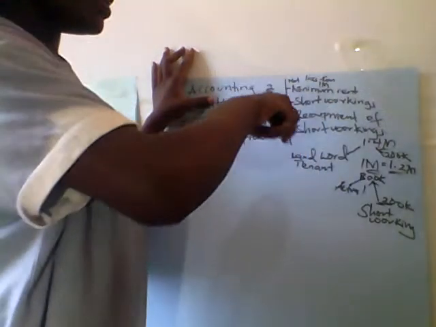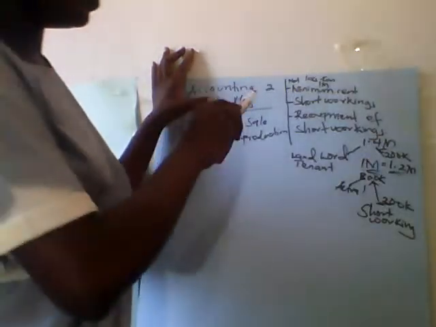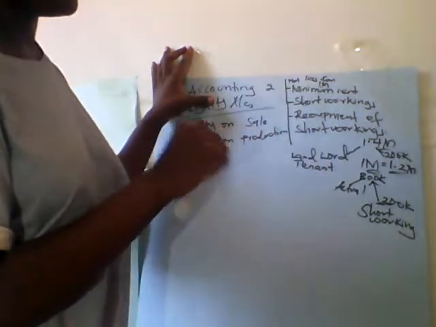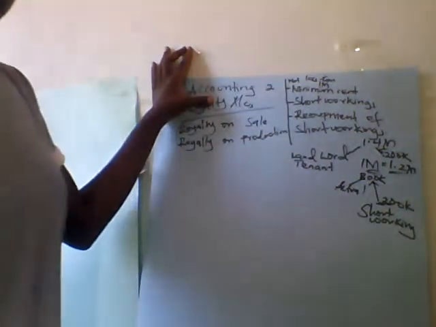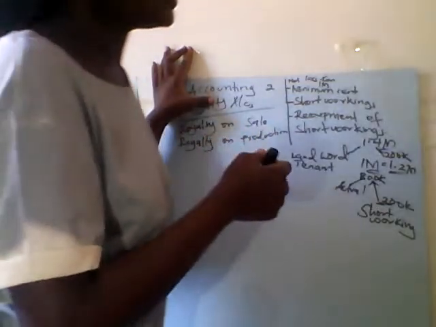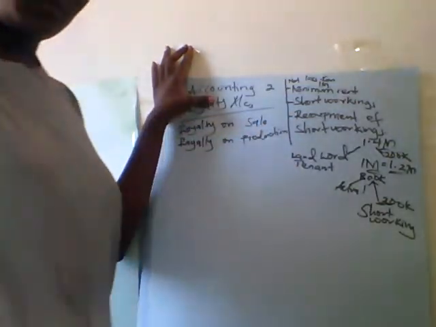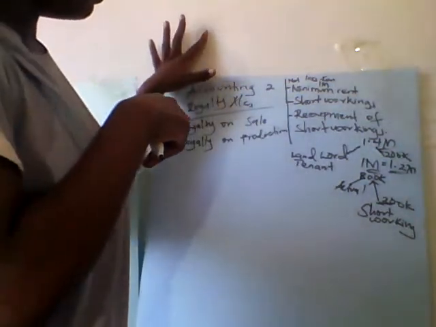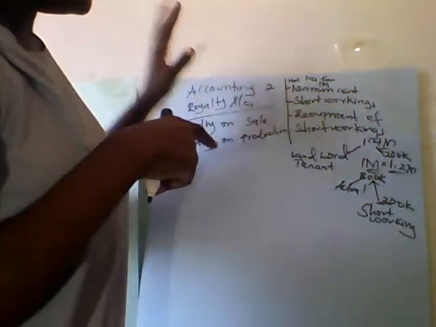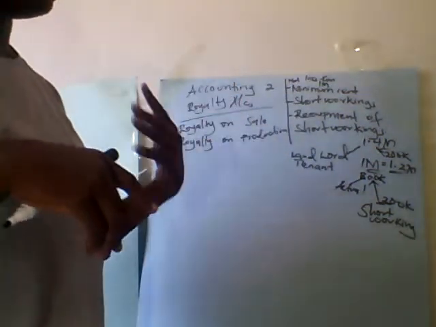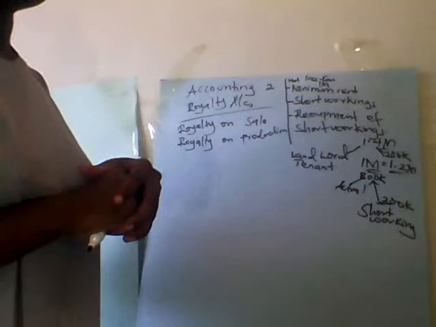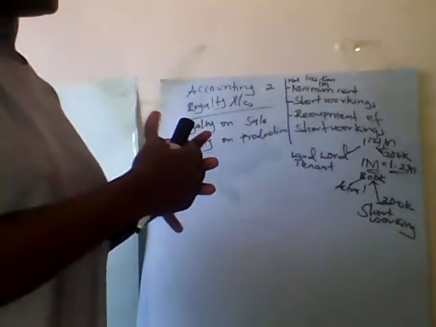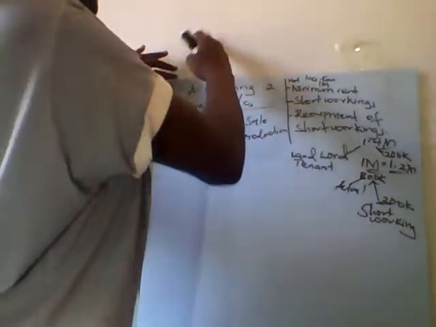So these are the three things that we shall be looking at. We have short workings, minimum rent, and then recoupment of short workings. Those are the key terms that are always asked in royalty accounts. So you should be knowing them. They can tell you to explain or give short notes about the following: minimum rent, short workings, recoupment of short workings. So that is it.